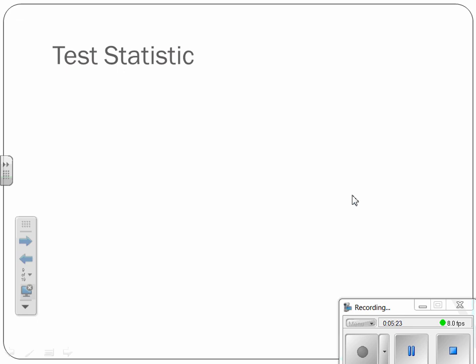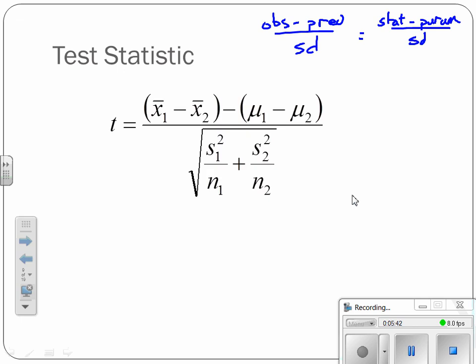The test statistic here, just like we've been doing, is observed minus predicted over standard deviation. This is not going to be new. You might also see it written as statistic minus the parameter over standard deviation of the statistic. It looks kind of big and scary, but it's not really all that bad. Here's one thing: we're testing for a difference.